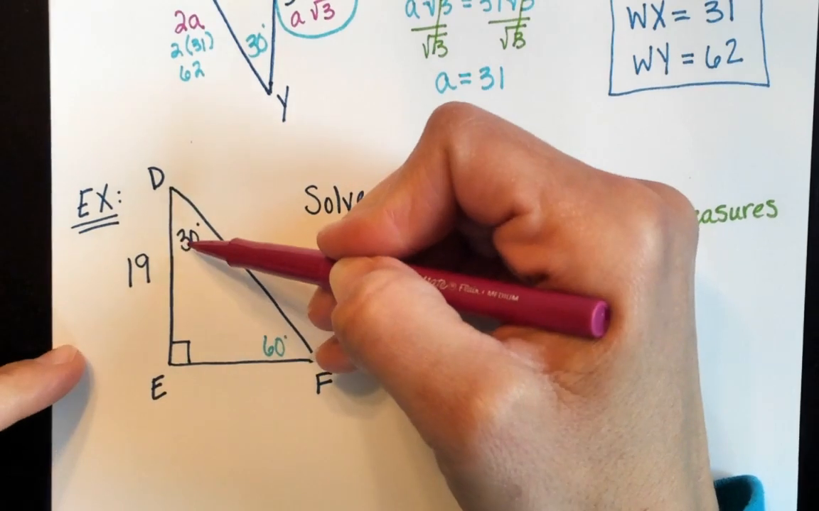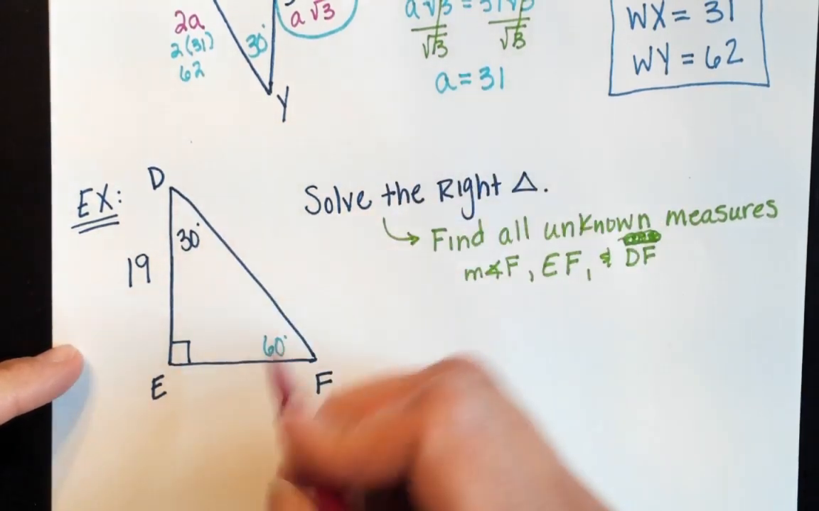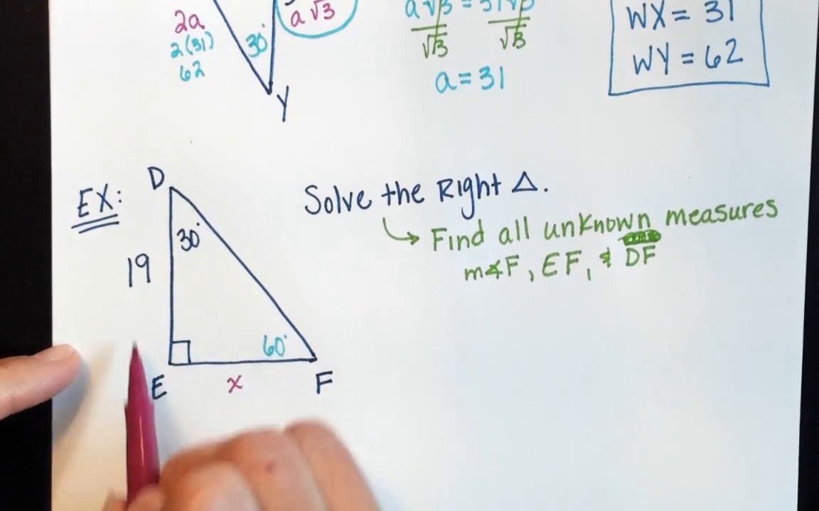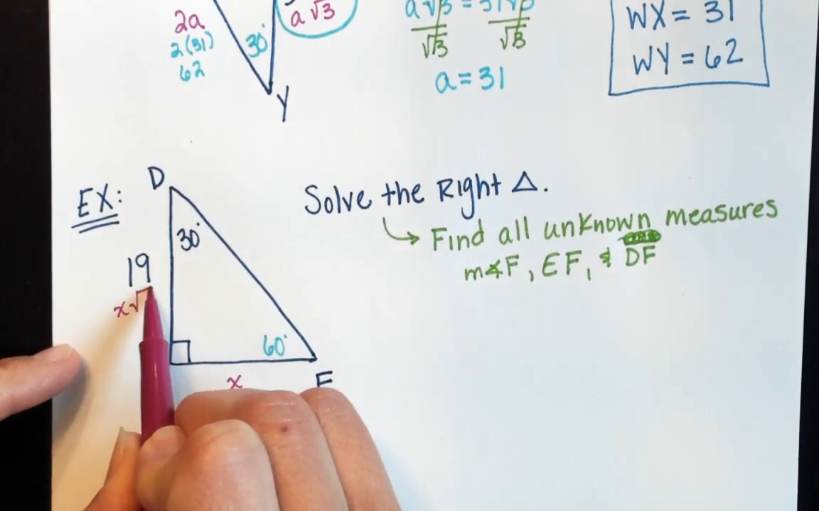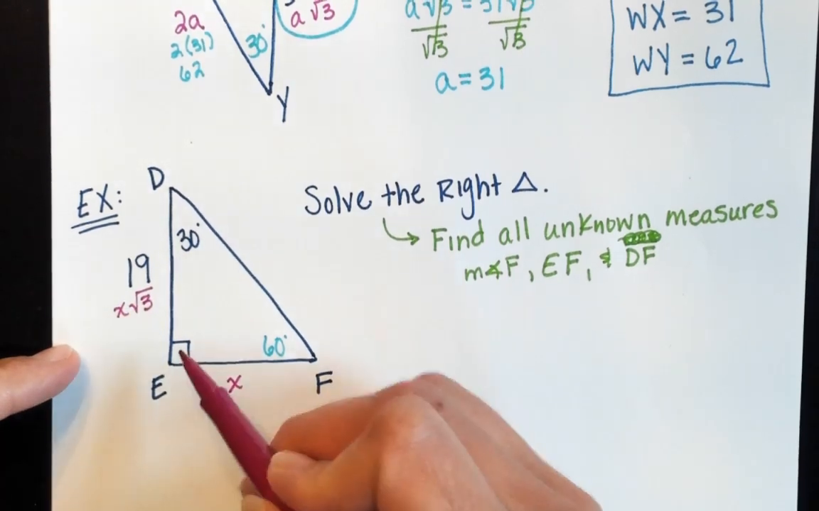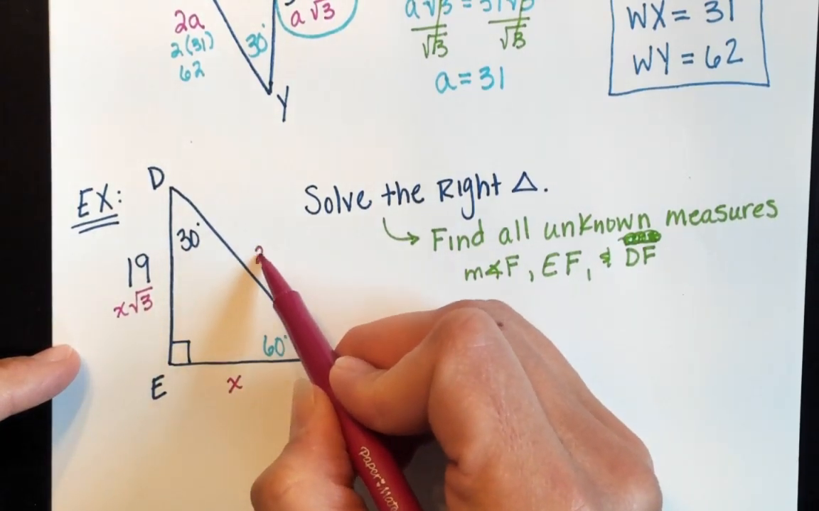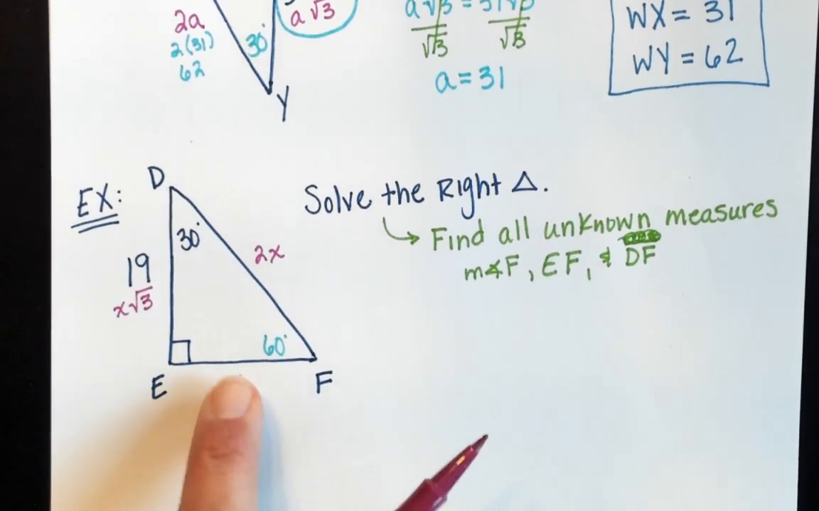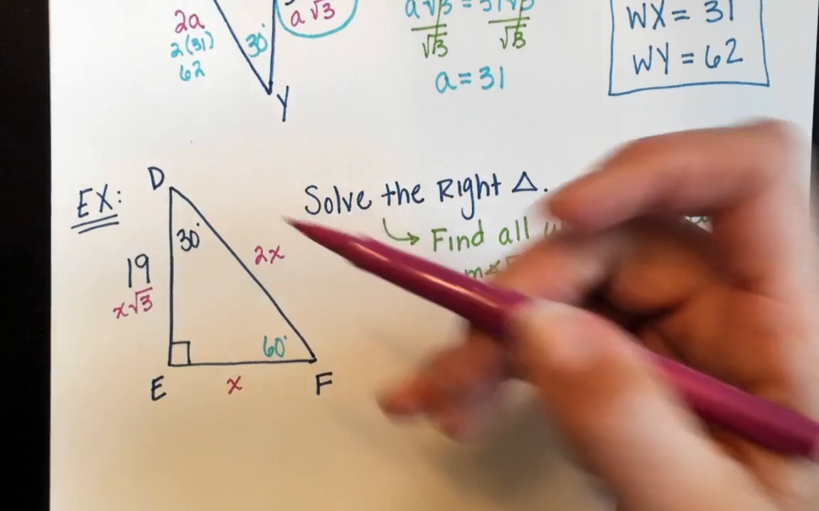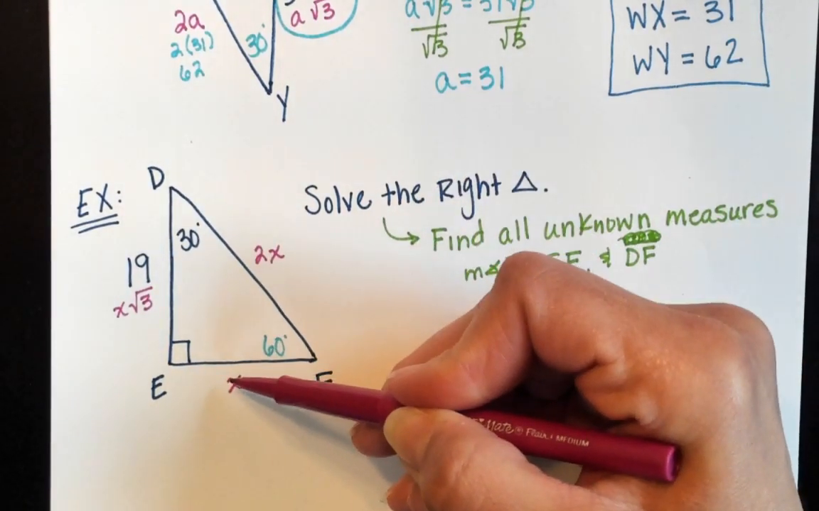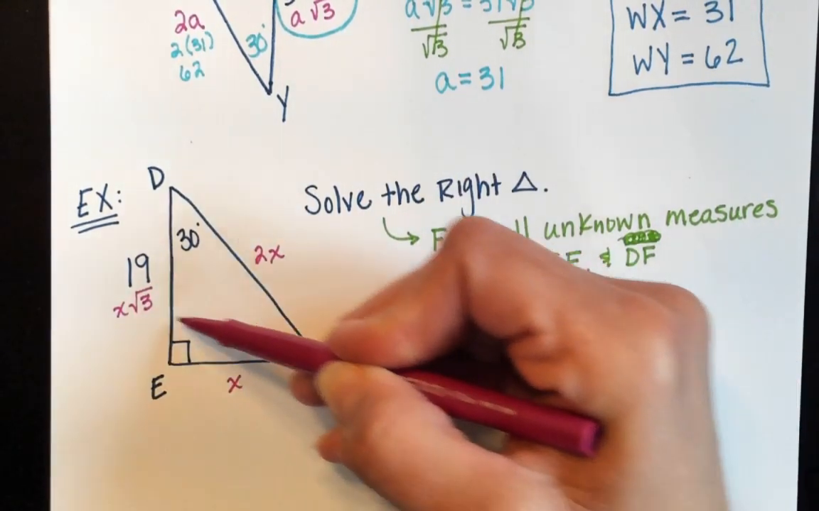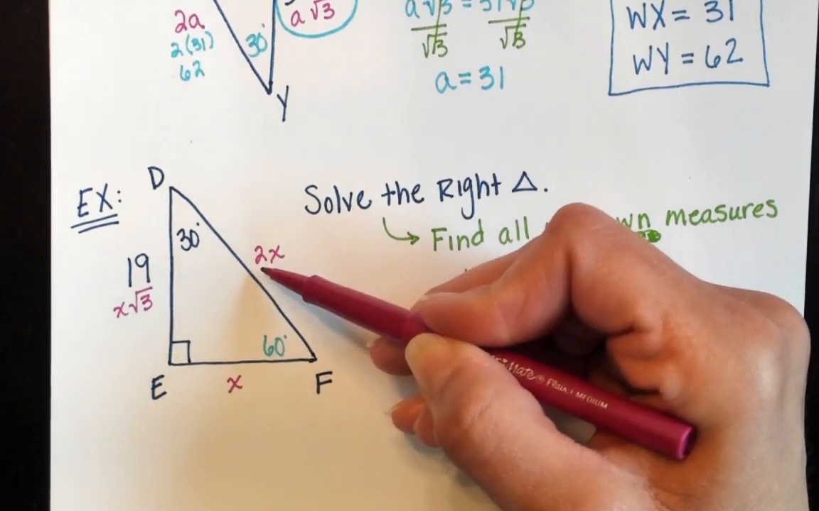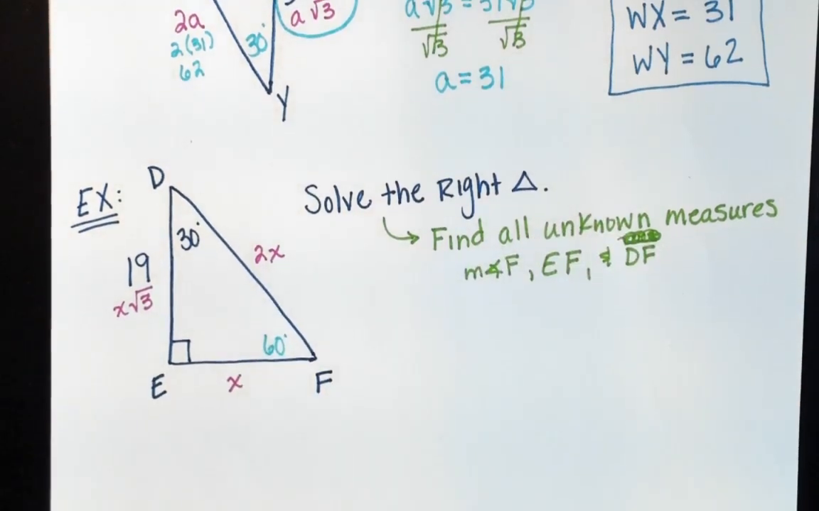So opposite our 30-degree angle, I'm going to say is X. Opposite our 60-degree angle is X radical 3. And opposite our 90-degree angle is 2X. Remember we said we can use any variable as long as it's 1, radical 3, and 2. And the 1 of something is opposite our 30. The radical 3 of whatever we've chosen is opposite our 60, and the 2 times that something is opposite the 90.